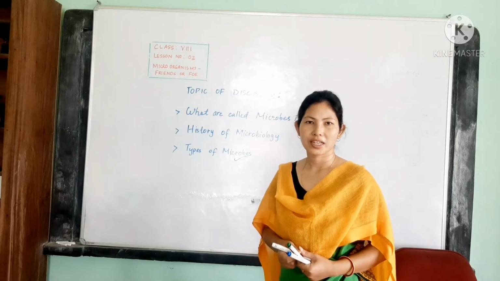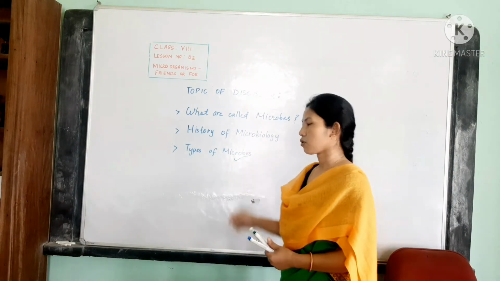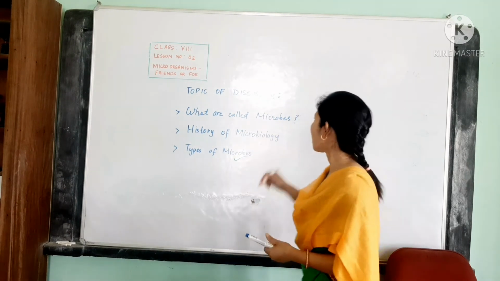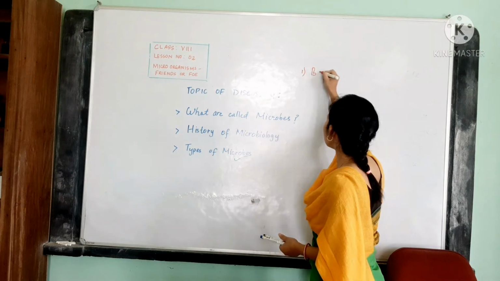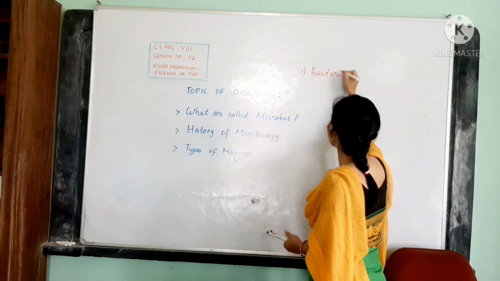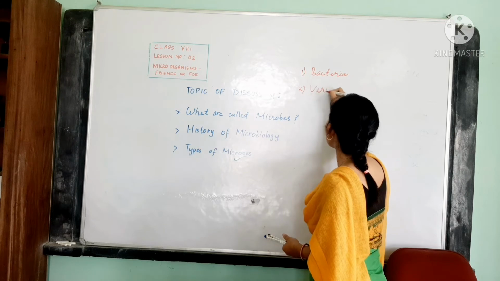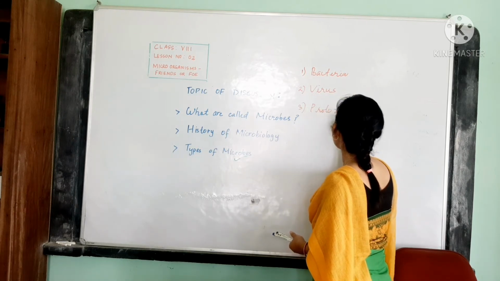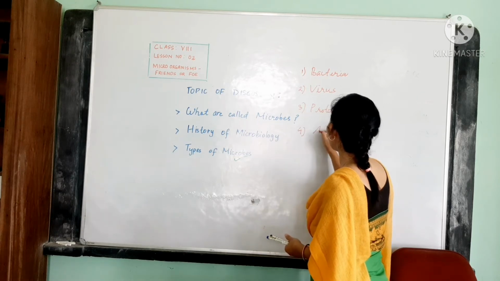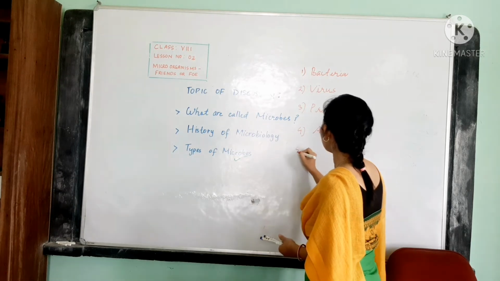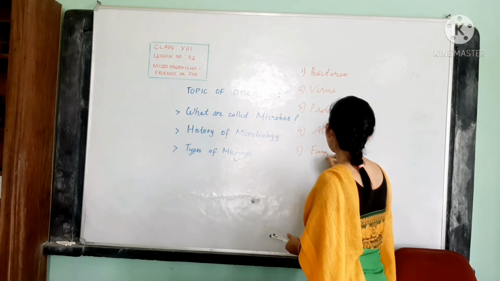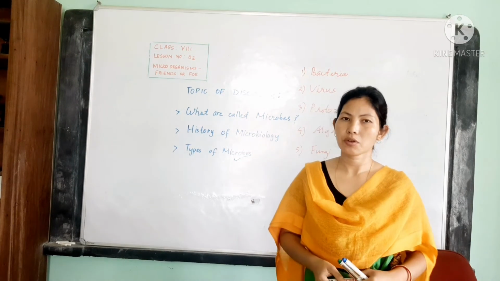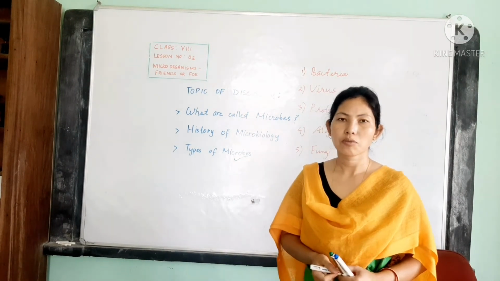Now let us move to our next topic, that is the types of microbes. Microorganisms are classified into 5 types. They are: number 1, bacteria; number 2, virus; number 3, protozoa; number 4, algae; and number 5, fungi. So these are the 5 major classes or groups of microorganisms. We will discuss them one by one.